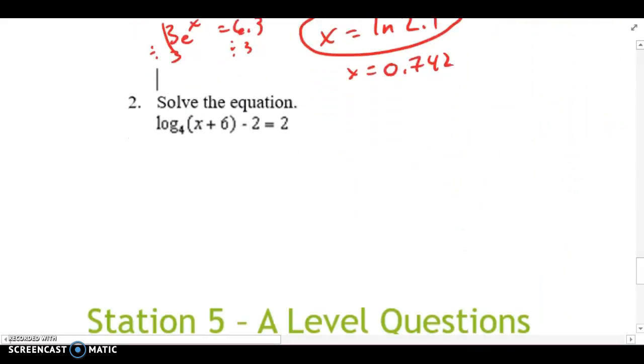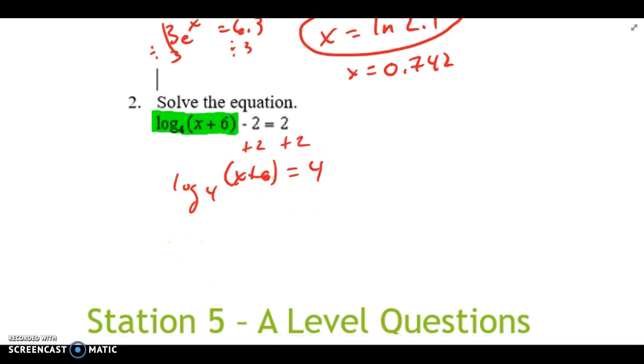Number 2, we have our logarithm here. So I'm going to highlight the whole logarithm. Okay, much larger, right? But that minus 2 is still there, so we got to get rid of that first. And then we can get rid of the logarithm.